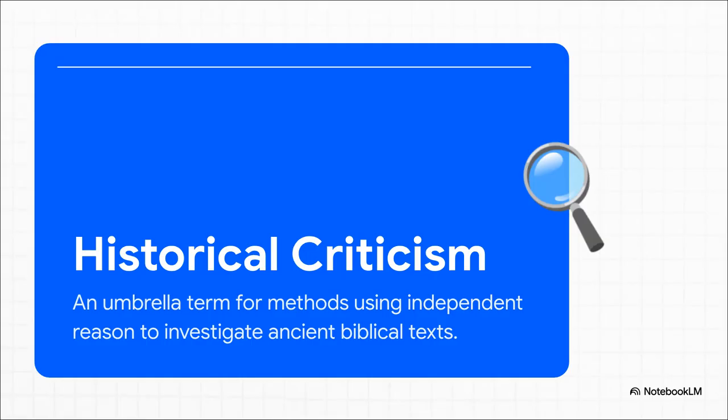The absolutely crucial thing to grasp right out of the gate is that historical criticism isn't just one single tool, not at all. It's actually an umbrella term for a whole toolkit of interpretive methods. You've got source criticism, which digs into where a text originally came from, form criticism, which looks at the oral traditions behind it, and redaction criticism, tracking how the text was edited over time. And what's really amazing about this? Because these tools rely on independent reason instead of religious dogma, it literally allows Protestant, Catholic, and Jewish scholars to all sit at the exact same table and objectively investigate a text's origins, no matter their personal faith commitments.